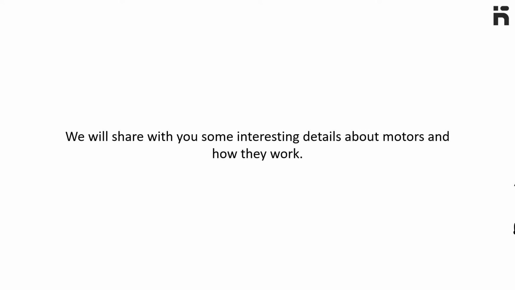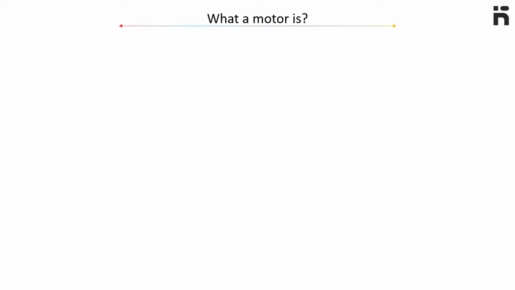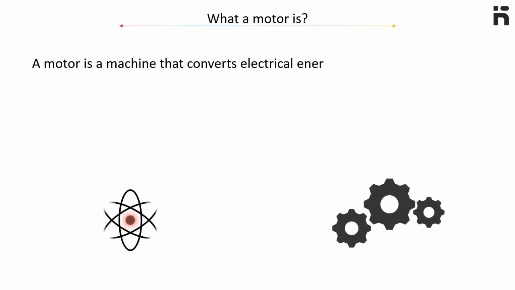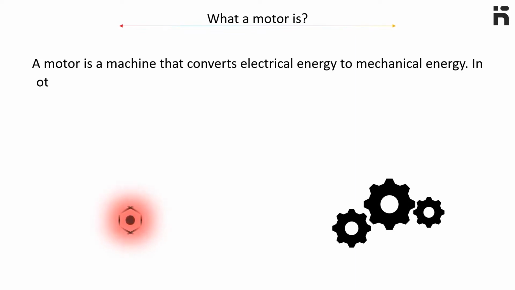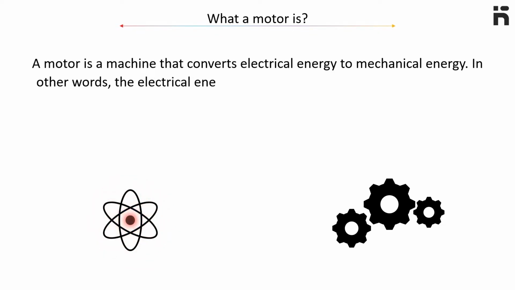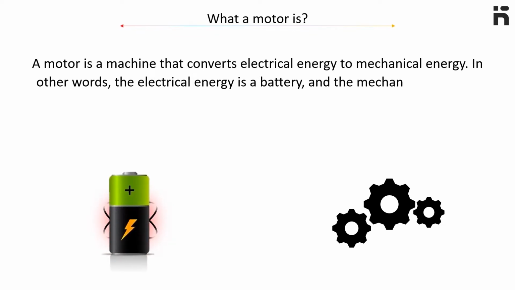We will share with you some interesting details about motors and how they work. Let's begin by understanding what a motor is. A motor is a machine that converts electrical energy to mechanical energy. In other words, the electrical energy is a battery and the mechanical energy is the rotation.